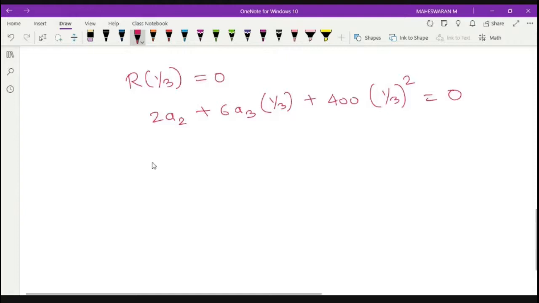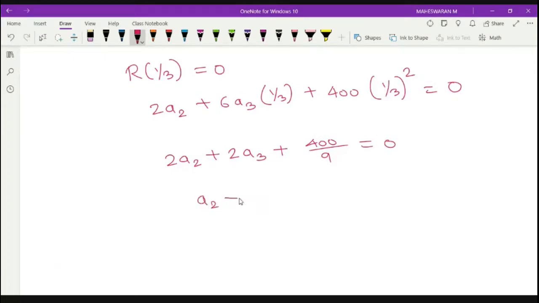Right? So what are you getting here? You are getting 2a2 plus 2a3, right? Plus 400 by 9 is equal to 0. We do this as a2 plus a3 is equal to minus 200 by 9. This is my equation number 1. How does this 200 come? I am dividing it, right? I'm taking this 2 common and dividing it. So 400 by 2, I'll get 200 by 9. So this is my first equation, right?